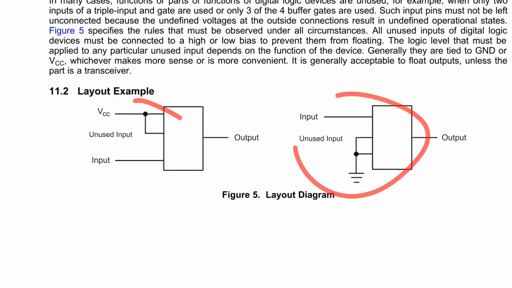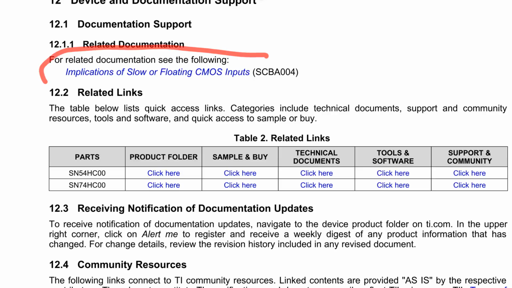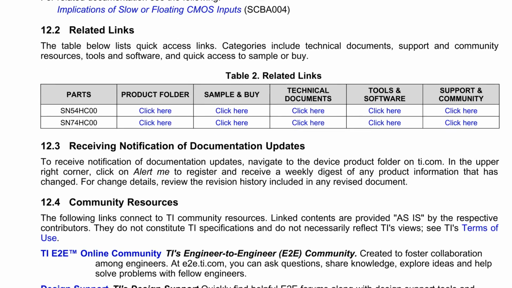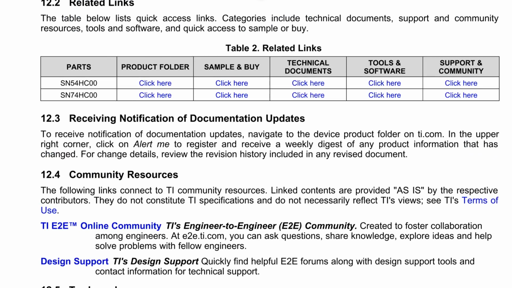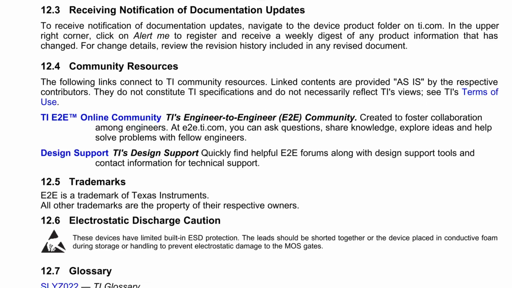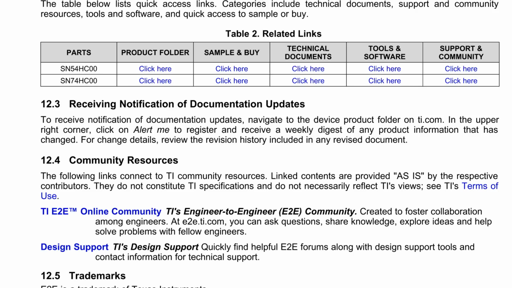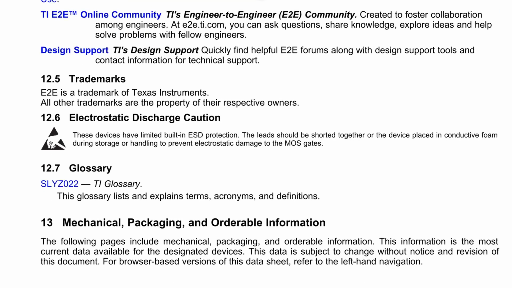Tie them. Got it? Look at this, they even have a document, implications of slow or floating CMOS inputs. I don't even have to read the document, I can tell you one of those will be excess power dissipation. So, yeah, just don't do it. Anyway, related links. Now we're getting into the community resources. Technical, they link directly to their sample page. I wonder if you can get a sample for a 74HC00 these days. Probably.